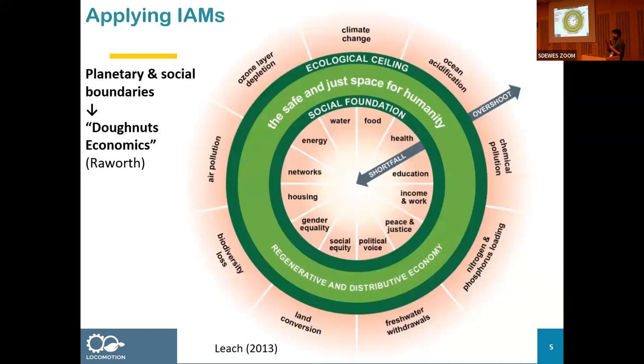If we overlap the planetary boundaries framework, the environmental side, with the social boundaries framework, you come up with what is called the donut, which has become quite popular, the donut economics. The idea is that we are able to develop scenarios which are sustainable from an environmental point of view, which respect the ecological limits, but which do not undermine the social foundation, which provide basic needs to everybody. So the objective with integrated assessment models is to find pathways that go inside the donut, let's say.